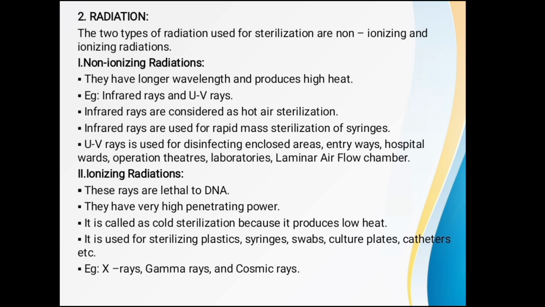Then radiation. There are two types of radiation. One is ionizing radiation, another one is non-ionizing radiation. Non-ionizing radiations involve infrared rays and UV rays. They have longer wavelength and produce high heat. Infrared rays are considered as hot air sterilization. Infrared rays are used for rapid mass sterilization of syringes. UV rays are used for disinfecting enclosed areas, entryways, hospital wards, operation theaters, laboratories, and laminar airflow chamber.